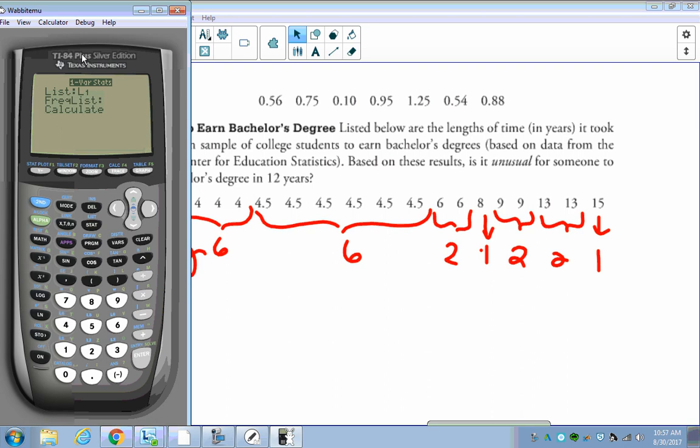Those of you with the operating system that's on my screen, my list is going to remain as L1. I'm going to cursor down to frequency list, and I'm going to say my frequency is in L2 by hitting second number 2, L2. Then I'm going to cursor down to calculate and hit enter.